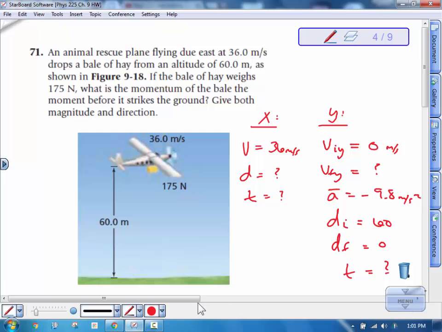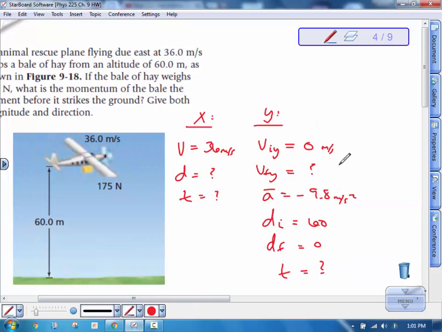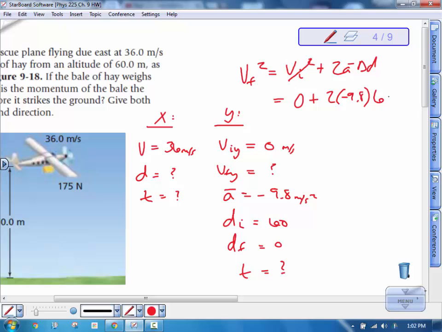So we can find out the final velocity in the y then. The equation that we can use is final velocity in the y squared equals initial velocity in the y squared plus 2 times average acceleration times change in distance. Final velocity is what we're looking for. The initial velocity is 0. Negative 9.8 goes in for acceleration, and the distance is 60 here. It's actually negative 60 if you do final minus initial, which is good because we don't want to take the square root of a negative number. So if we solve this and take the square root of both sides, the final velocity is 34.3 meters per second.